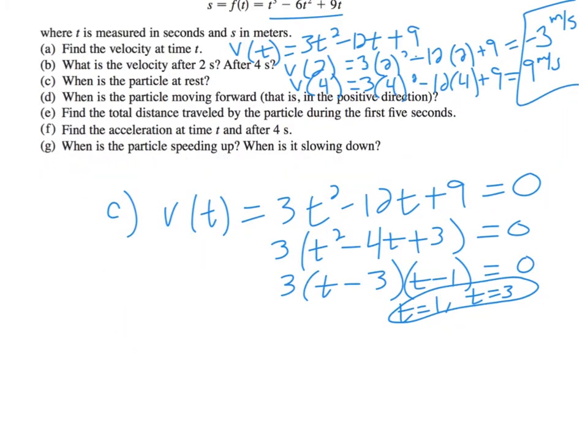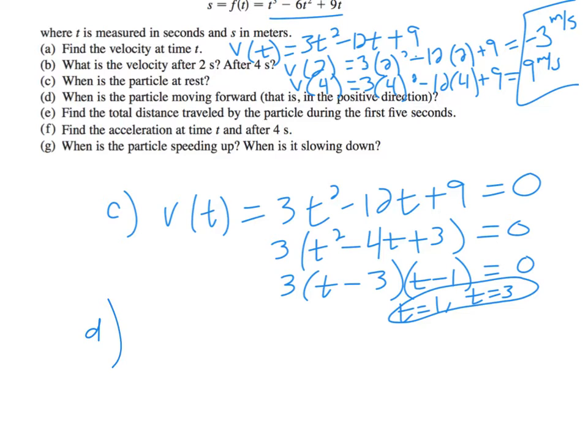Now for part D, it says when is the particle moving forward? That is in a positive direction. And sometimes it might ask when is it moving upward, downward, forward, or in a positive direction itself. This is really pertaining to when is the velocity positive. And so to figure that out, let's do a sign chart of the velocity function.